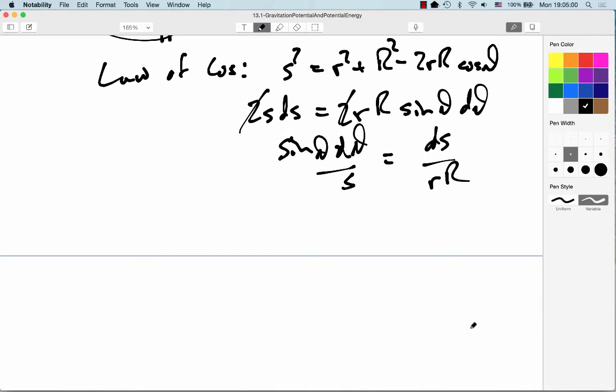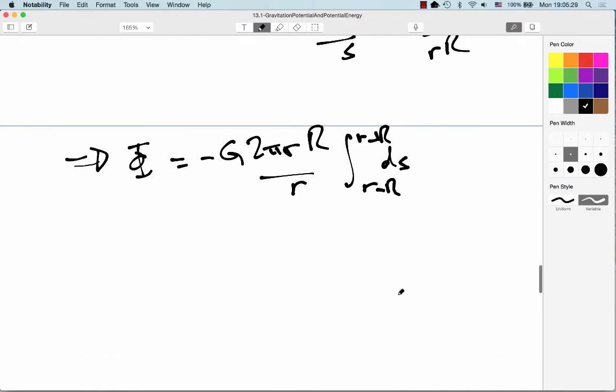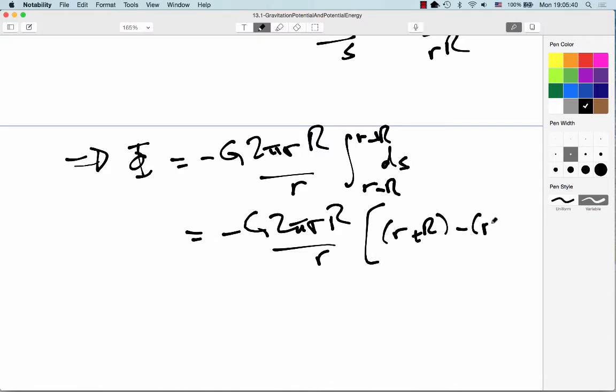Okay, so putting that in, we get that phi is equal to minus G times 2 pi sigma R over r, integral from minus little r minus big R to little r plus big R of ds. And that's a really easy integral to evaluate. So minus G 2 pi sigma R over r times r plus R minus r minus R.